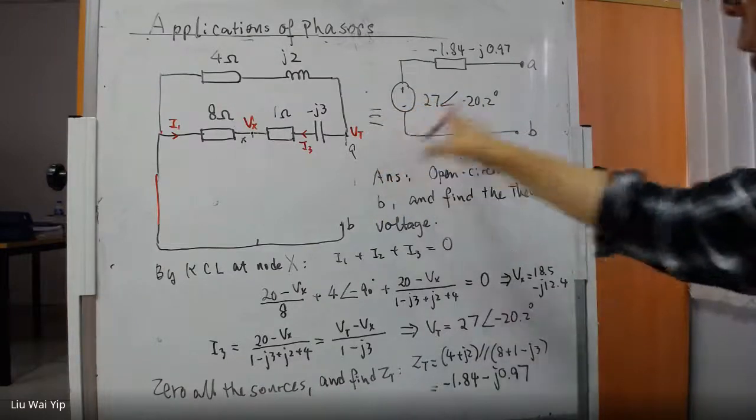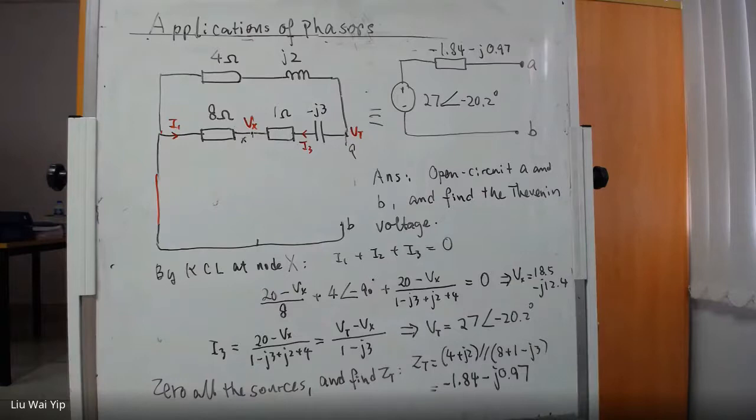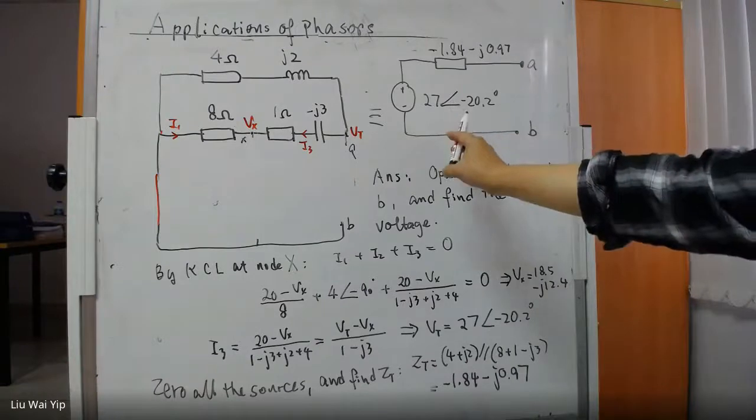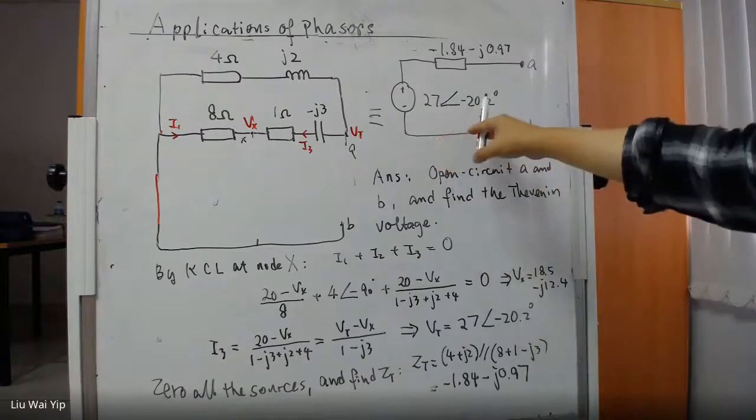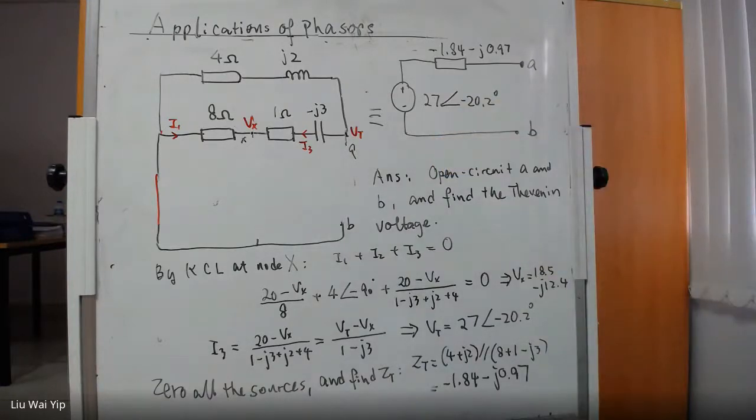This circuit is equivalent to this Thevenin equivalent circuit. And the circuit is very simple. You have an AC voltage source here with the amplitude 27 volts and with the phase shift minus 20.2 degrees. And the source impedance of this circuit is going to be 1.84 minus j0.93, and the unit is ohm.